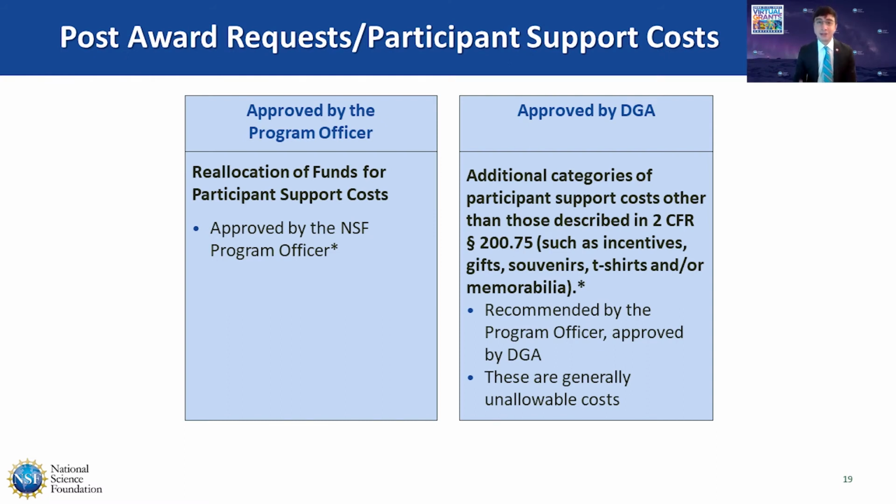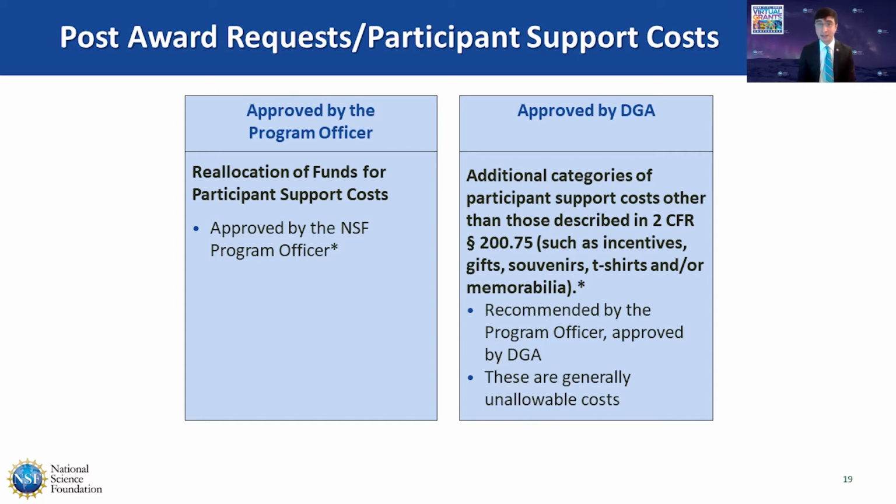Just to further add to our participant support cost discussion, again, participant support is another restricted category in the research terms and conditions prior approval matrix. But there are also some caveats of this category that you'll want to pay close attention to. First, moving or rebudgeting funding out of the participant support cost category requires prior approval from NSF. And specifically, that approval should come from your cognizant NSF program officer.